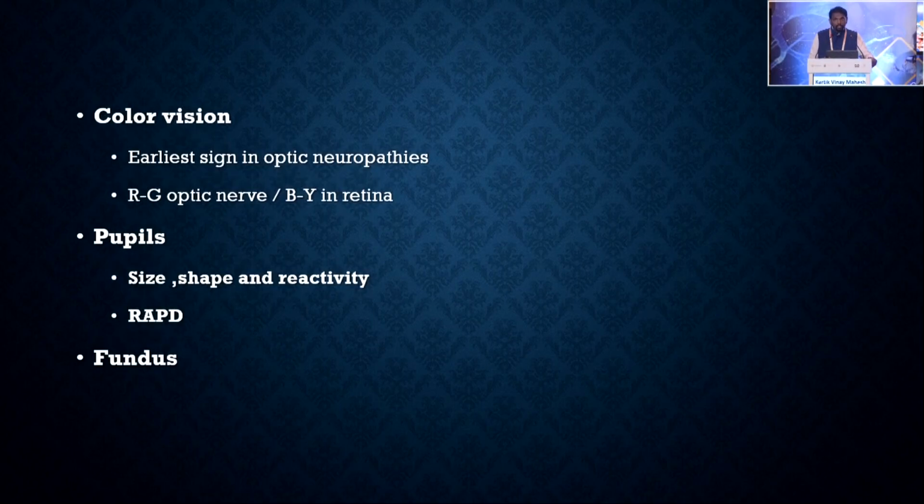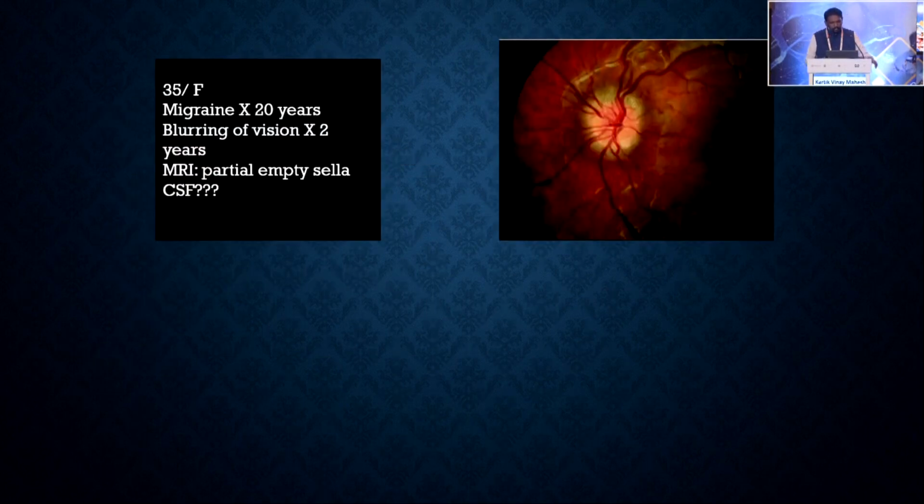Fundus examination is a very difficult topic. I always tell my residents, you have to see 1,000 normal fundi before you say this is an abnormal fundus. Why do I say so? Look at this example. A 35-year-old female with a history of migraine for the last 20 years presents with blurring of vision for the last 2 years. This is her fundus, and the MRI is also showing a partially empty sella.